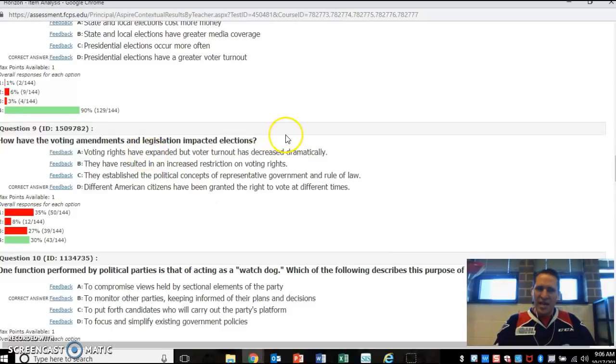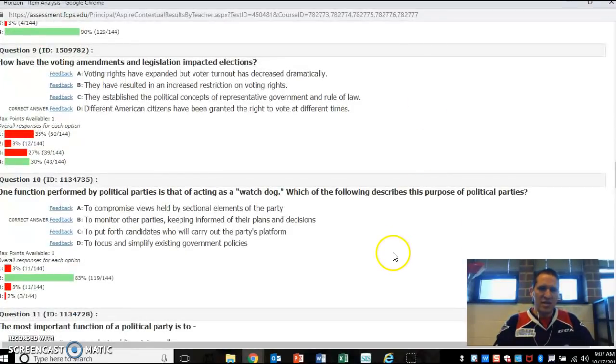A lot of you picked A. Yes, voting rights expanded, but voter turnout has not necessarily decreased dramatically. It's kind of been consistent every year. In a presidential election year, it goes up, and when there's no presidential election, it goes down. It's kind of the same. C, a lot of you picked C. I don't know if you just knew those words and were like, oh, that must be it. No. Result, increased restriction on voter rights? No. Decreased restriction on voter rights. More people have been able to vote. So therefore it's D. Different American citizens granted the right to vote at different times.